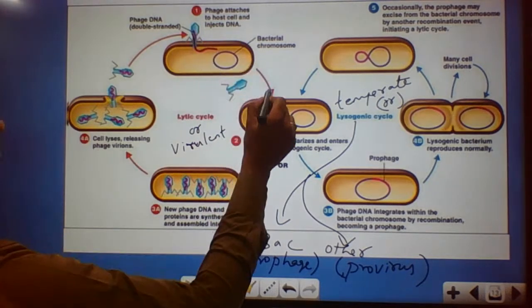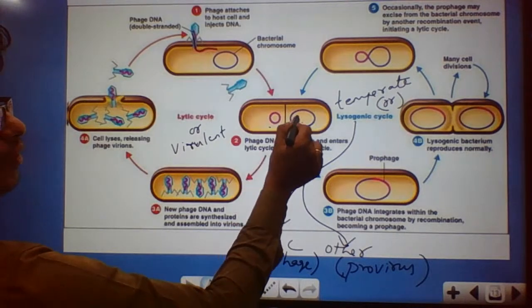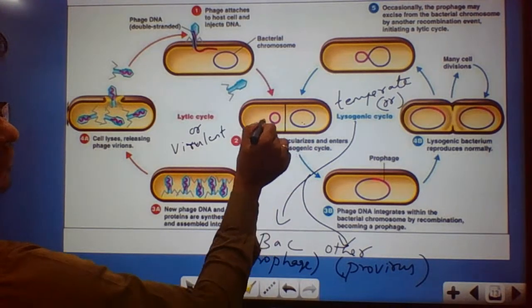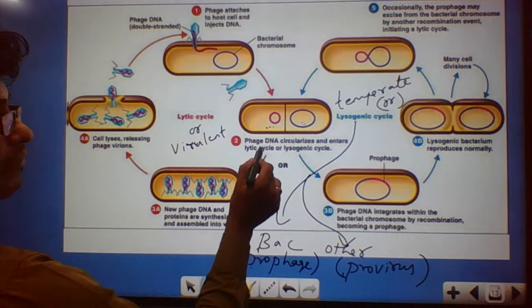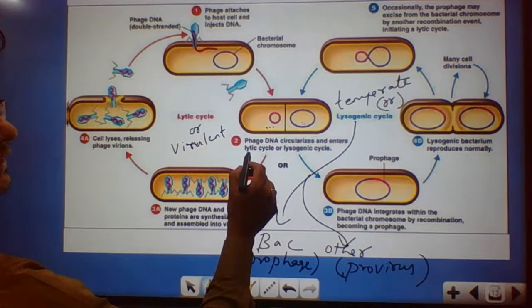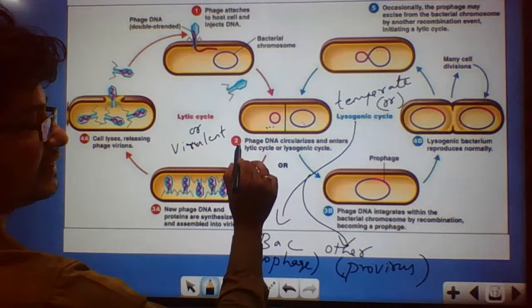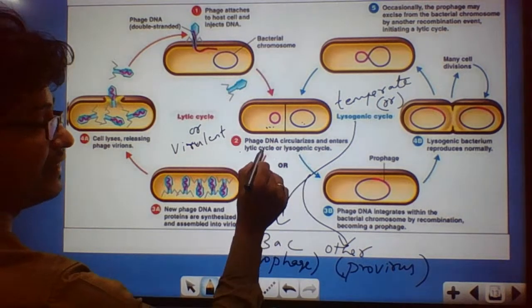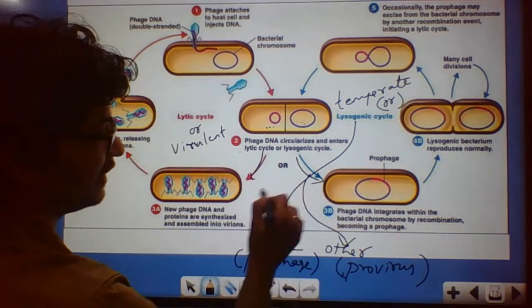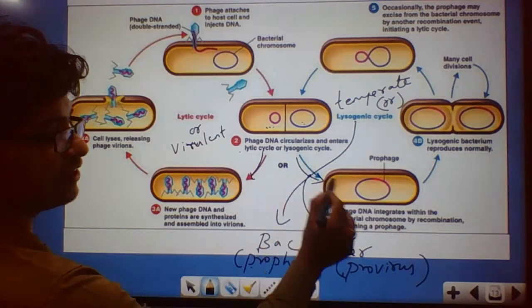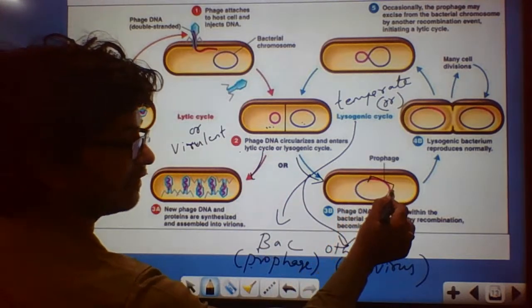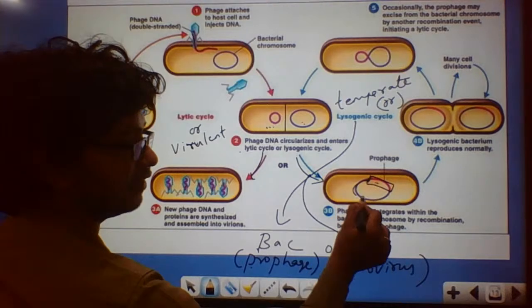Injection of DNA takes place, and there is no connectivity between the host DNA and the viral DNA. Then what happened? It leads to separate life cycles, where the phage DNA circularizes and enters the lytic cycle. It may decide whether it goes to the lytic cycle or to the lysogenic cycle. If it goes to the lysogenic cycle, your viral DNA will get integrated with what? Integrated with the host DNA.